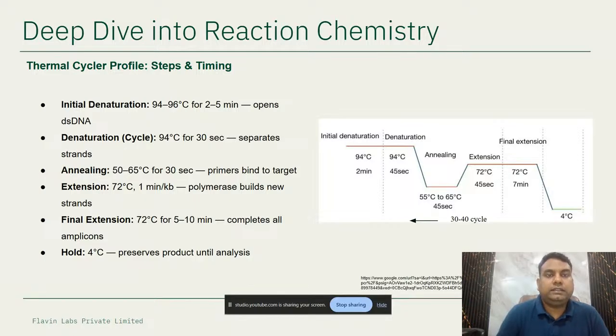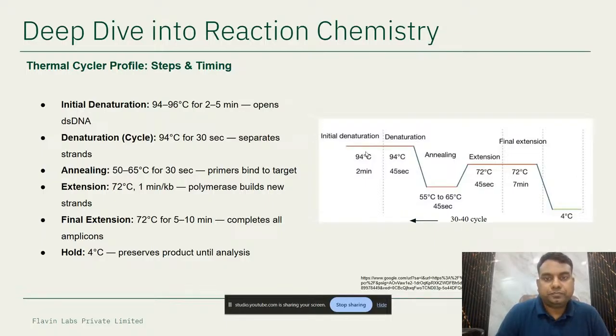So again, let's start by deep diving into our PCR reaction. On your right hand, you can see there is a thermal plot which explains each and every step we are going to use in PCR. The first step is initial denaturation. It occurs at 94 degrees centigrade for 2 to 5 minutes. Sometimes it goes up to 10 minutes also.